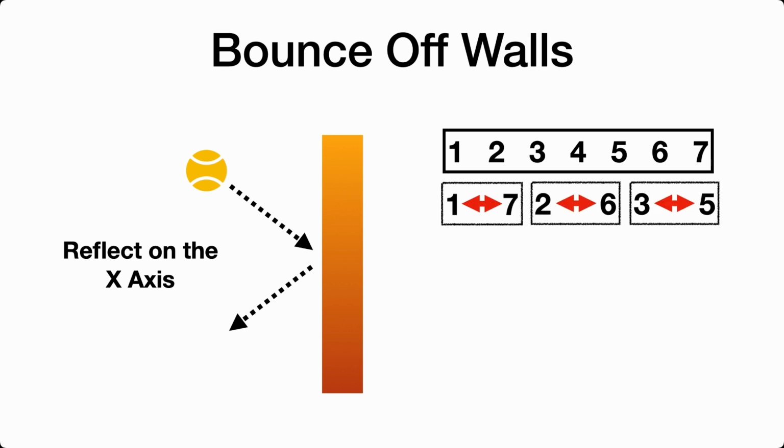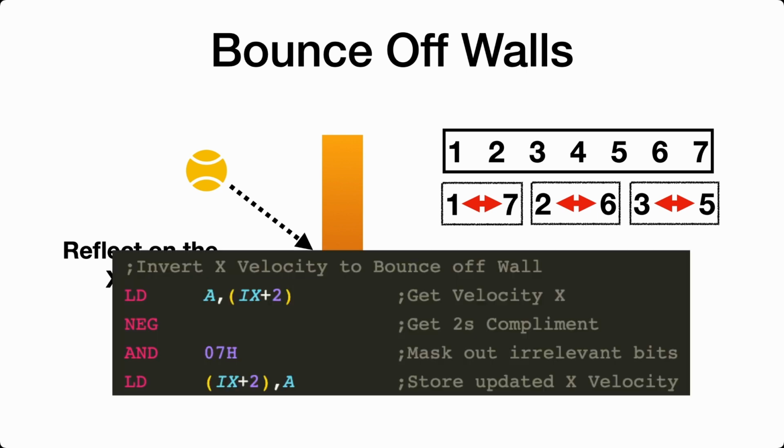It's actually really simple. We get the velocity, this is just for the X component, and all we do is negate it. That gets the 2's complement of it, and then we mask out the higher bits. So we just keep bits 0, 1 and 2, and that's another reason why I've chosen 1 to 7 as the velocity directions. It just makes programming it more simple. And lastly, we just load it back to the velocity, and next time we do a ball move, it will move in the other direction.